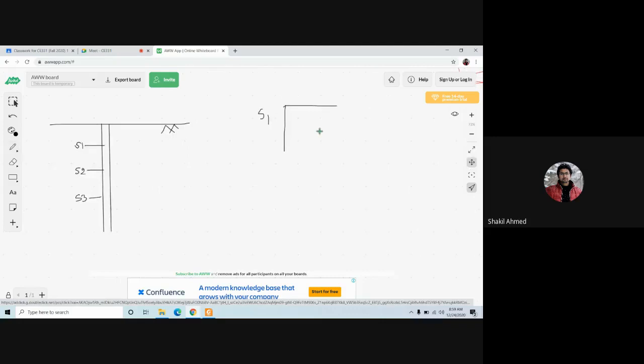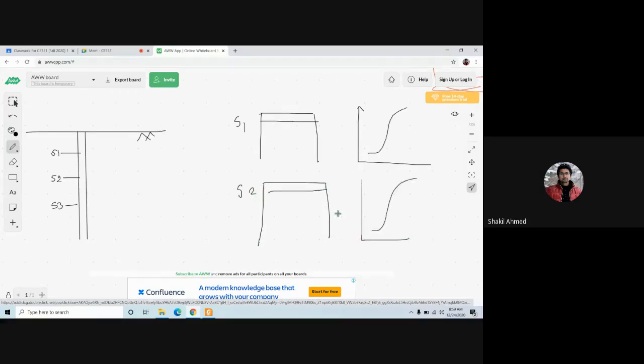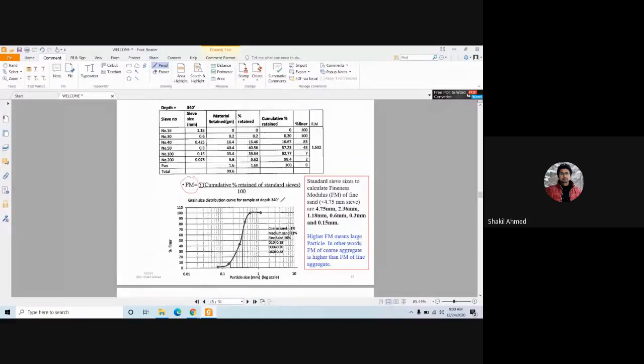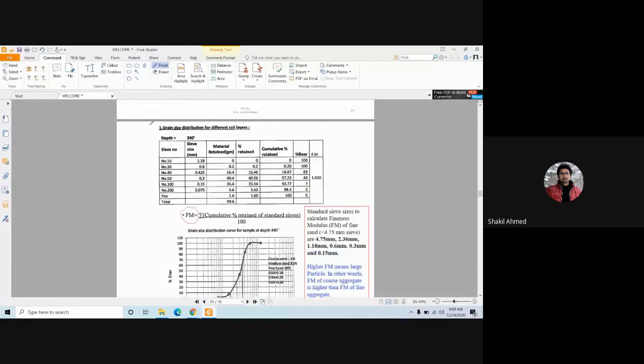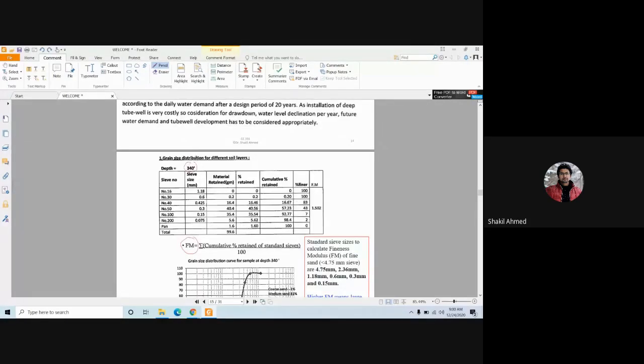For each of the samples, for example sample 1, you get a grain size analysis table and the grain size distribution graph. Similarly, for sample 2 you get another table and another grain size distribution curve, and the same for the other samples S1, S2, S3. And you calculate the fineness modulus and other things. For example, this is for sample 1, sample 2, sample 3. This is at depth 340 feet.